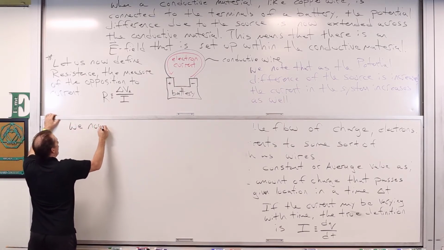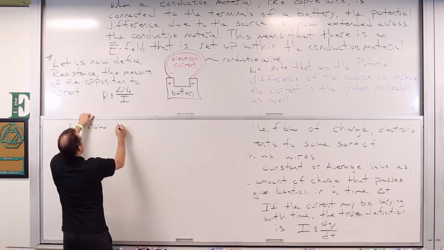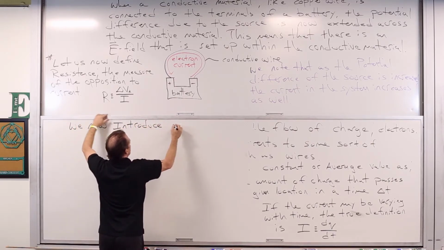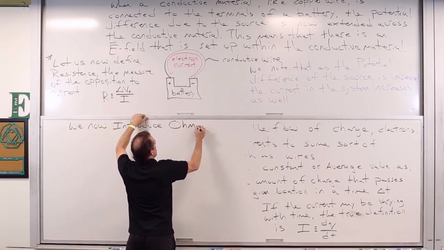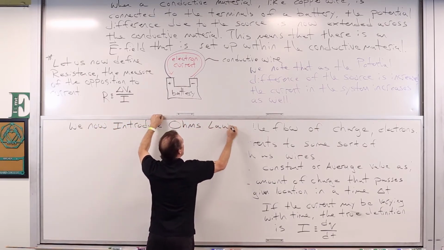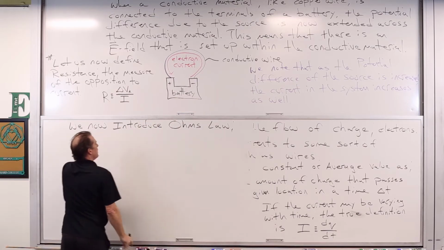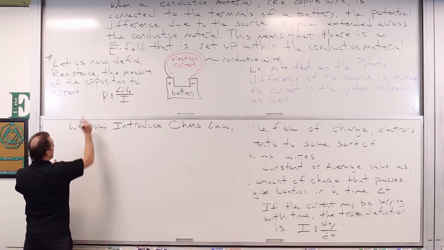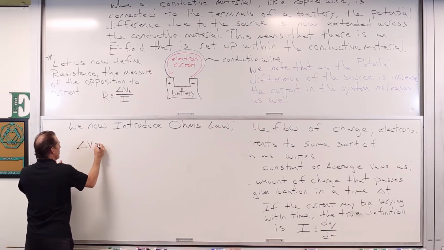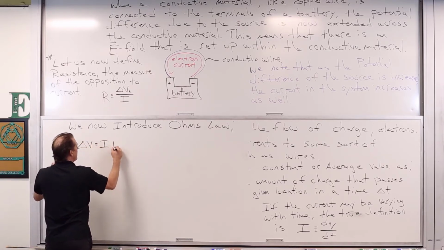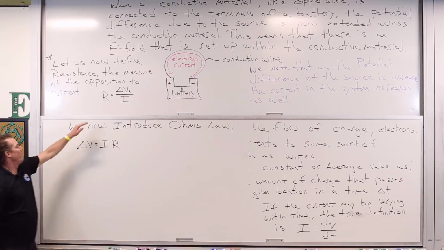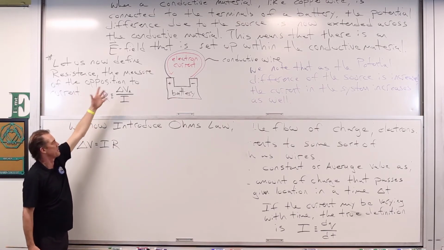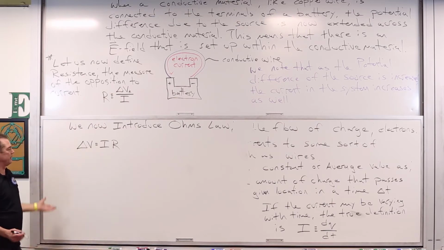We now introduce Ohm's law. Mr. Ohm did some good stuff. Mr. Ohm said, well, delta V is equal to I times R, which is really just a recorrelation of this, taking the definition of resistance as that ratio and reformulating this.